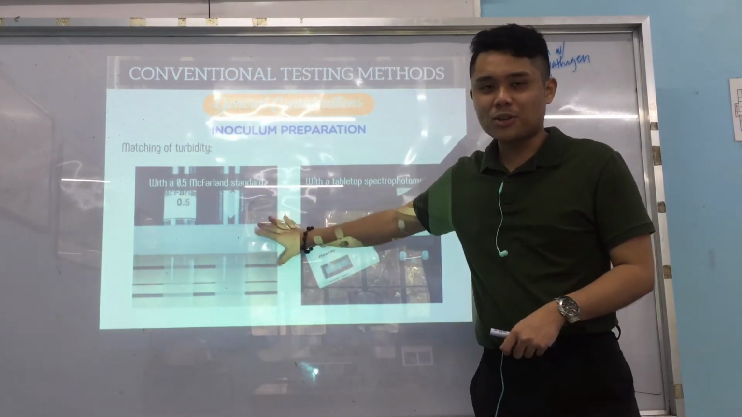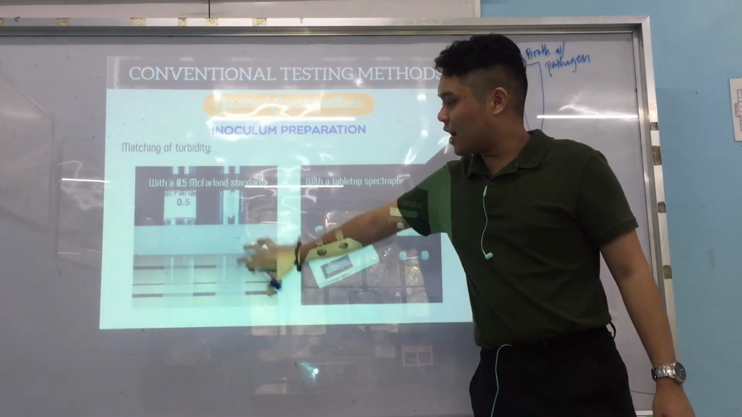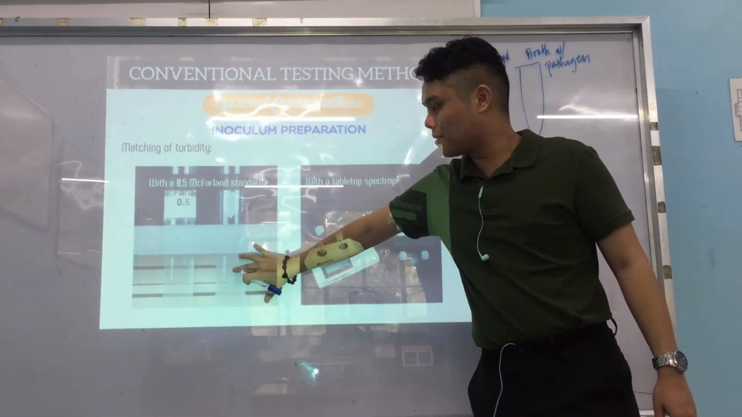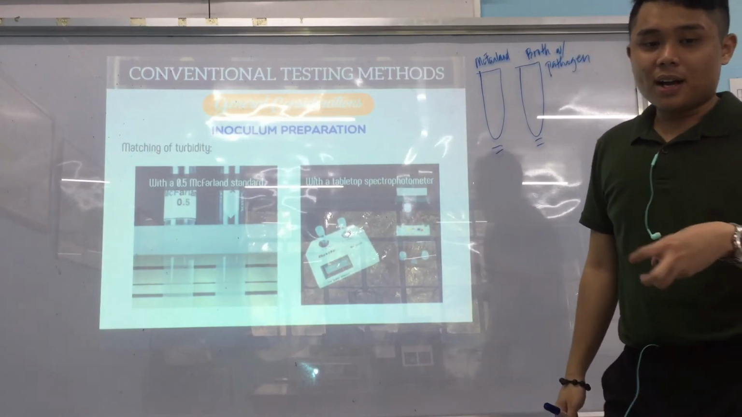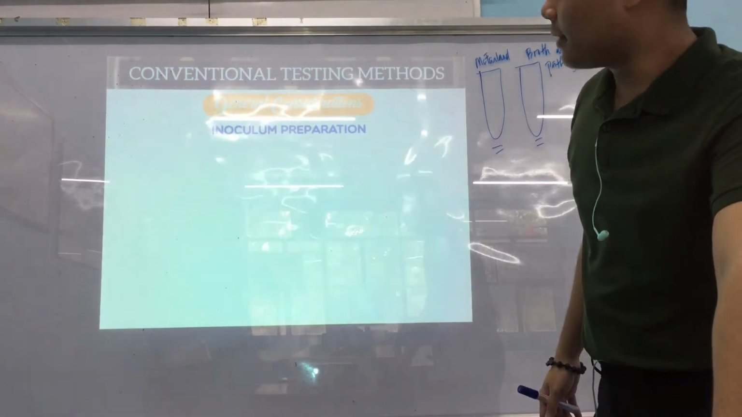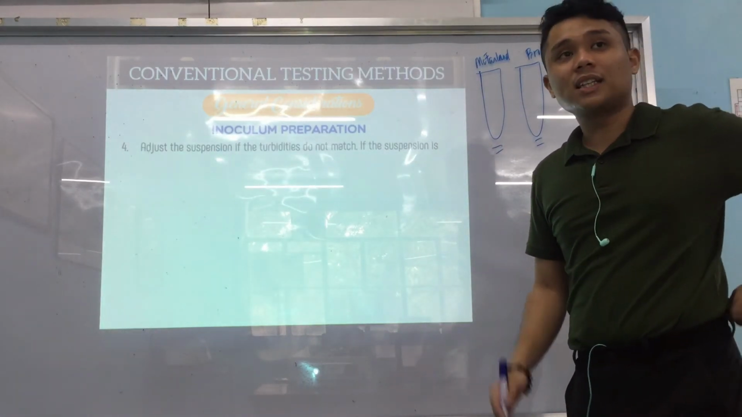I don't know if it's clear because the projector is a bit blurry, but on your handout, this one is a bit cloudier, more turbid compared to the McFarland. So how do we resolve that? Okay, we adjust the suspension if the turbidities are not equal.